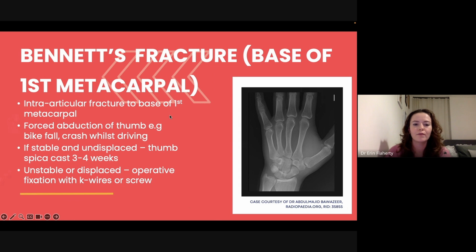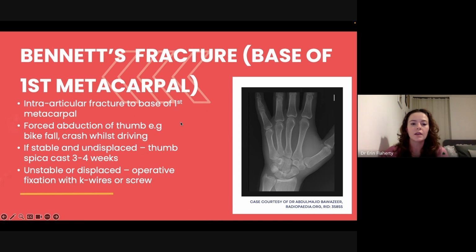and it's caused by forced abduction of the thumb. So a lot of the times you can get them if you're riding a bike and you fall off, that thumb's hyperabducted, and the same if people are driving and have a car crash, they go forward, their thumbs stay behind the wheel, hyperextended.